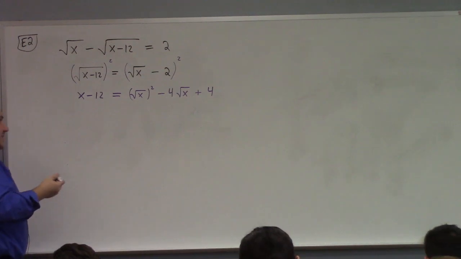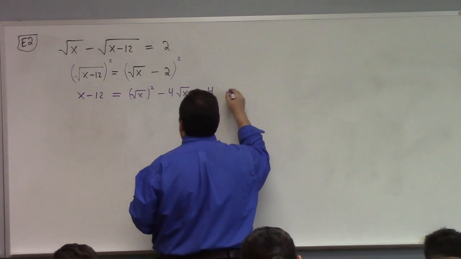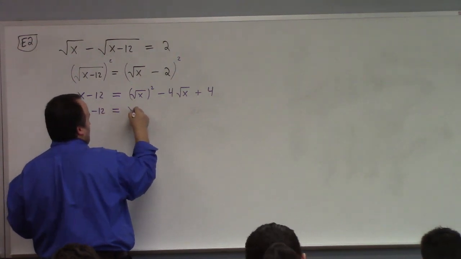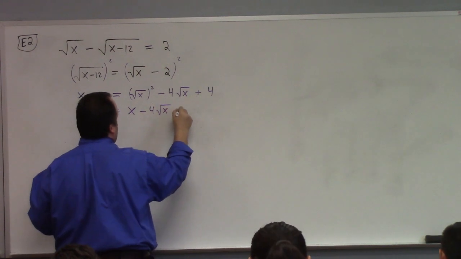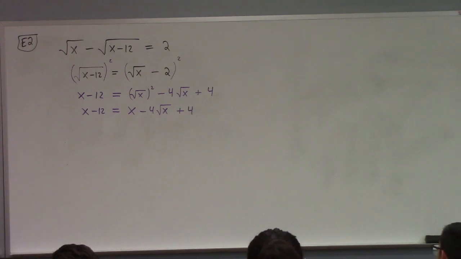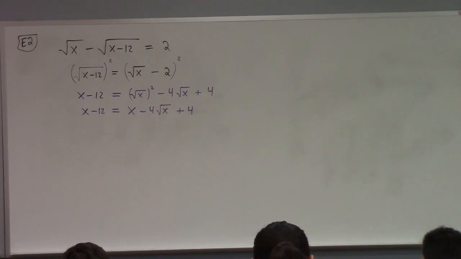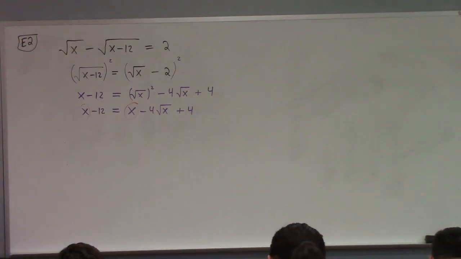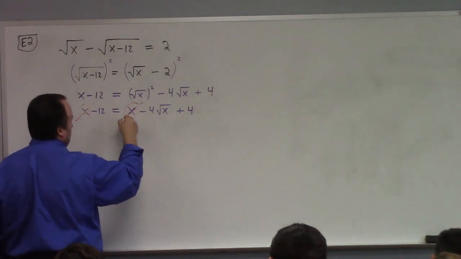Now let me clean that up a bit. We're looking at x minus 12 is equal to x minus 4 times the square root of x plus 4. So now what? Does anything simplify? I agree, Michael. Let's see here. So this and this cancel out, right? So we cancel those.